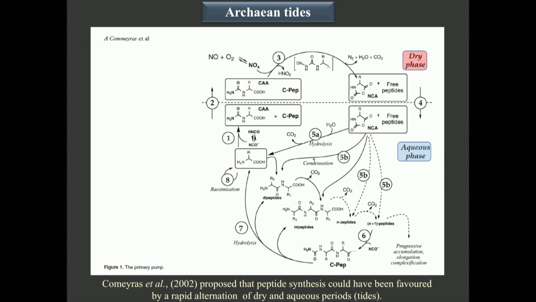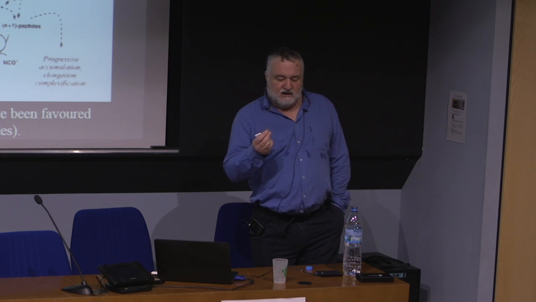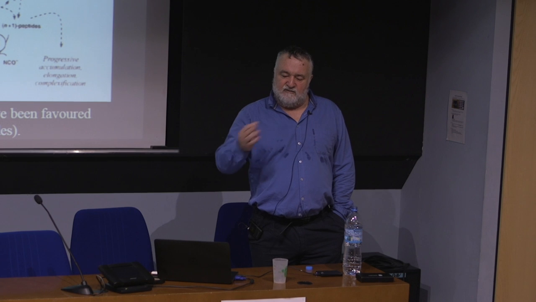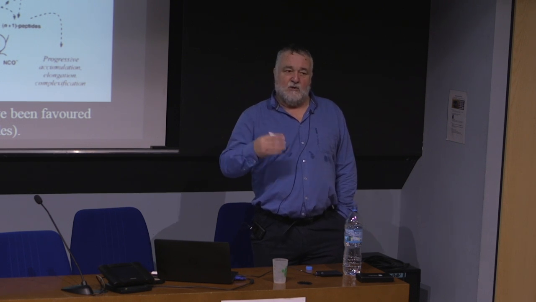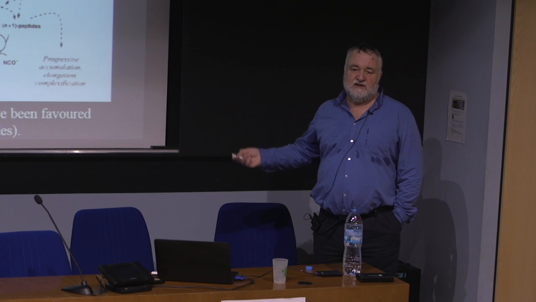Another point is that some people propose models for prebiotic chemistry. For instance, this is an old model by Comeras et al. He proposed that in order to synthesize some peptide, we need some alternation of dry phases and aqueous phases. So very rapid change in dry and aqueous. If this is true, I don't know, but if this is true, of course, this means that the important tides with a very rapid rhythm were very favorable for this kind of chemistry.